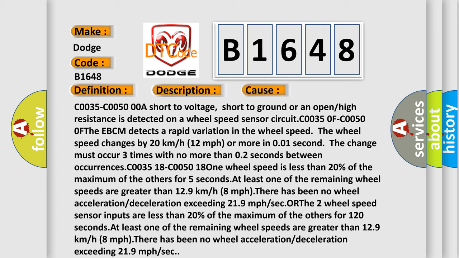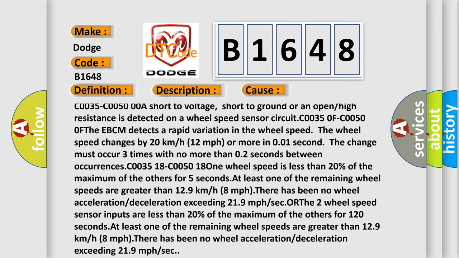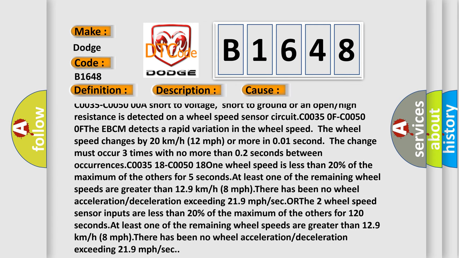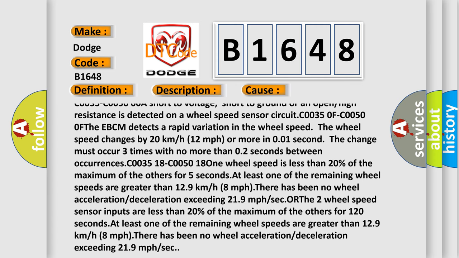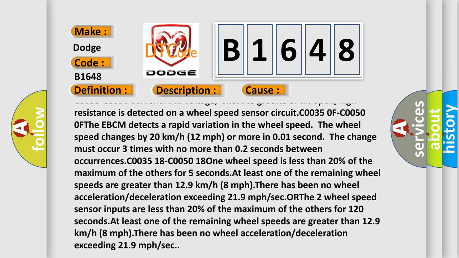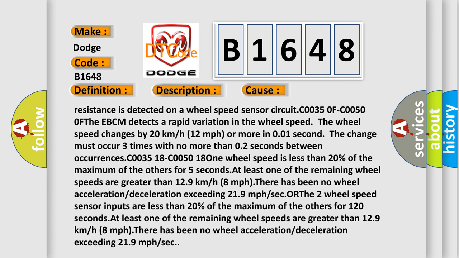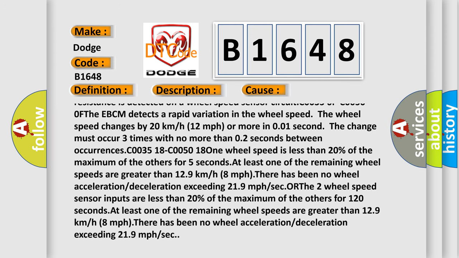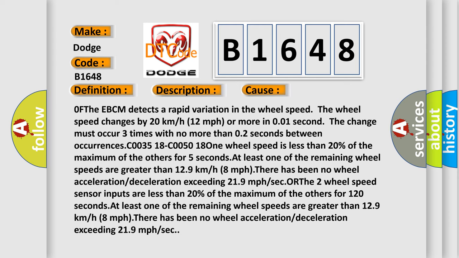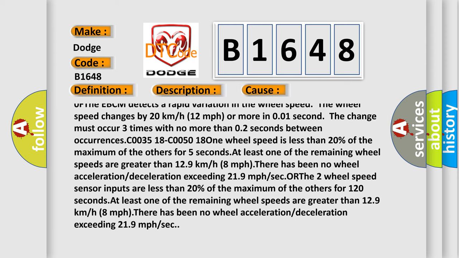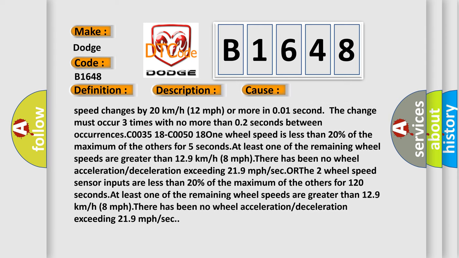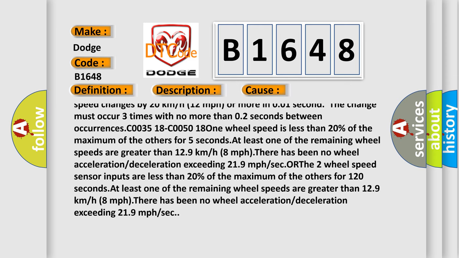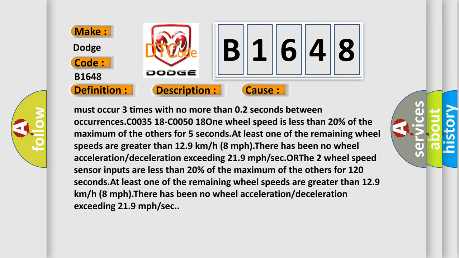A short to voltage, short to ground or an open or high resistance is detected on a wheel speed sensor circuit. The EBCM detects a rapid variation in the wheel speed. The wheel speed changes by 20 km per hour, 12 miles per hour, or more in 0.01 second. The change must occur 3 times with no more than 0.02 seconds between occurrences.